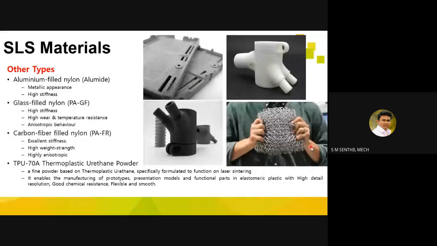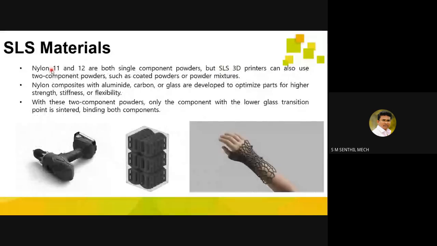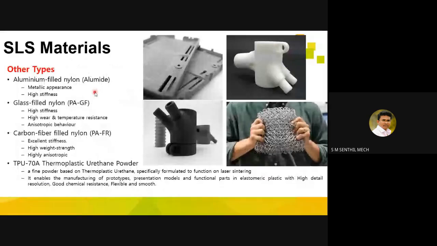Okay. So these are your variety of materials now. So let me have a small recap here. Okay. So nylon will have two types. That is nylon 11 and nylon 12. Nylon 11 is sometimes called PA11 and nylon 12 is sometimes called PA12. Okay. So these are the material properties for it, and these nylons can be combined with aluminum to form alumides, and also combined as glass filled nylon, carbon filled nylon, and the latest development is thermoplastic urethane powders.